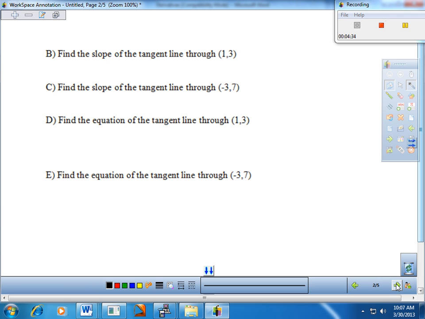Which, by the way, actually, you know what? Let's connect B and D. That's what I see going together. And then C and E go together. If you want to go ahead and utilize it that way, that's fine.